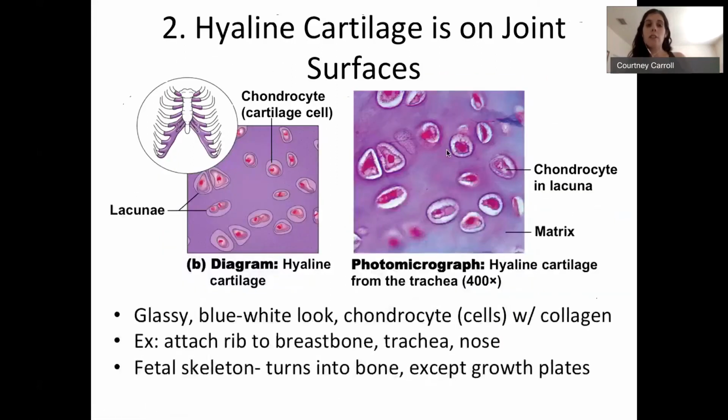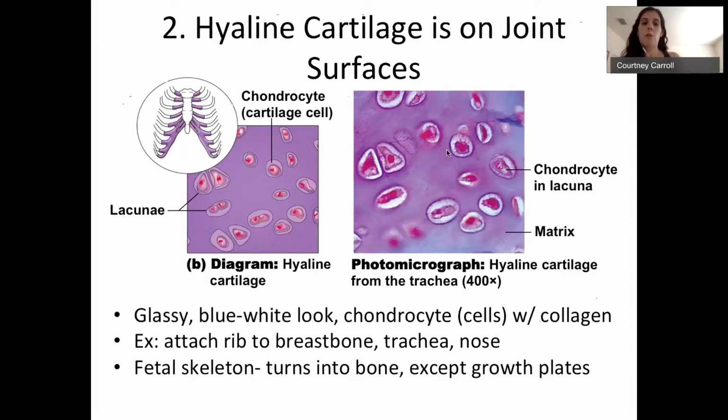Moving into cartilage, we have three major types of cartilage. The first is our hyaline cartilage. This covers joint surfaces, and it's got a glassy blue-white look. The chondrocytes are the cells, and they make collagen. So again, you're going to think strength, collagen. They are in places like attaching our ribs to our breastbone, in our trachea, in our nose.